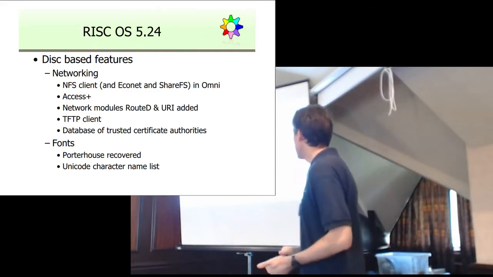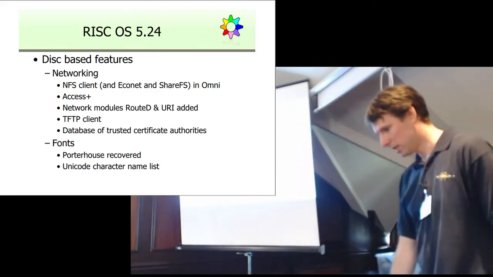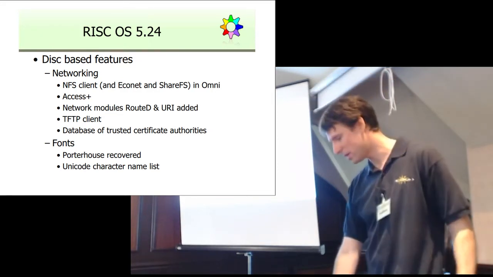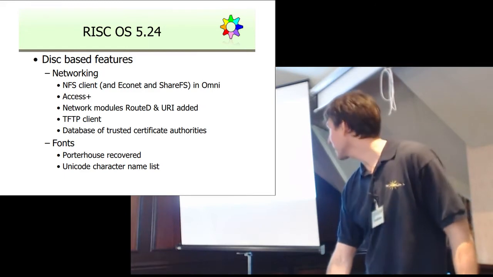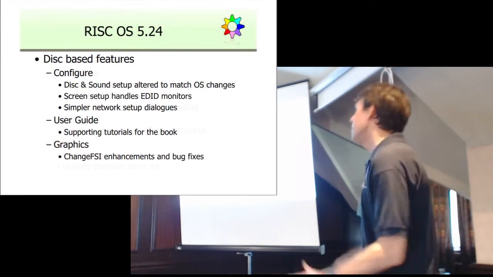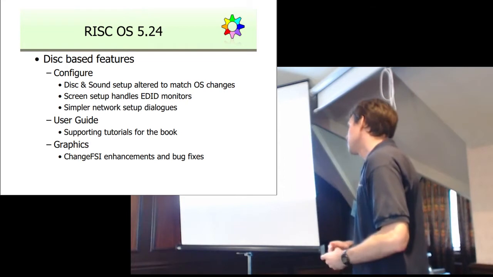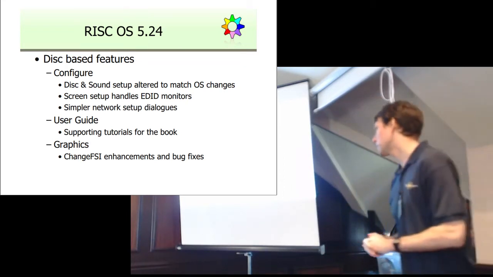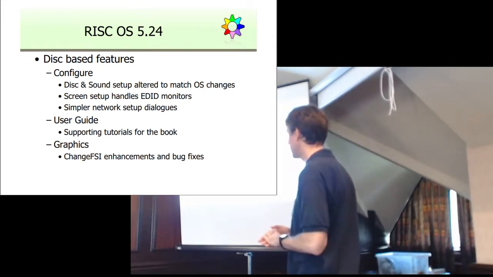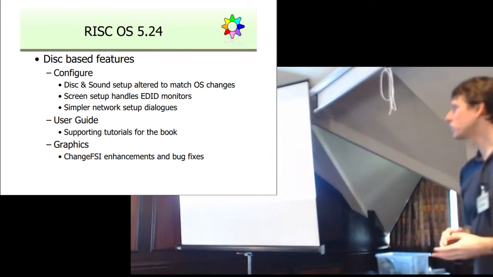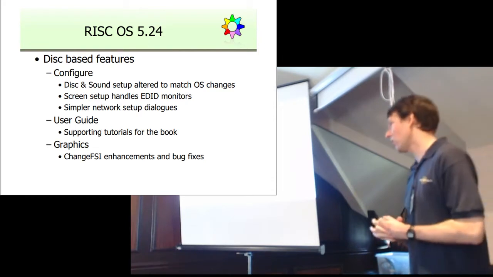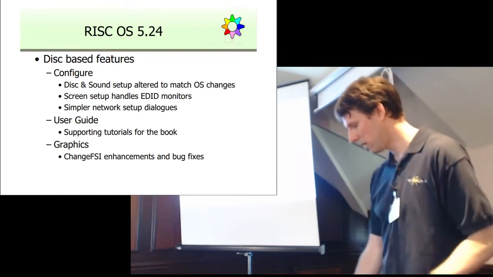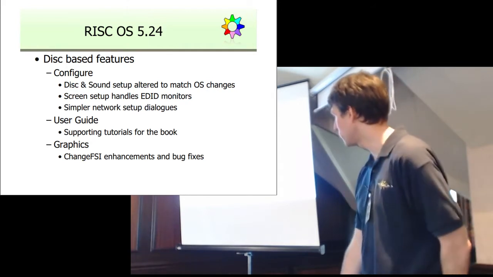As a TFTP client, I've mentioned the trusted certificates. The RISC OS 2 Porterhouse font, also found under the same stone. So that's come back. Bits to support the bounty work, so EDID and other changes in the OS have required us to make some small changes to configure. There are some tutorials that, again, got lost somewhere in the mid-90s that have been rediscovered. So tutorials to allow you to learn how to use draw properly, for example.